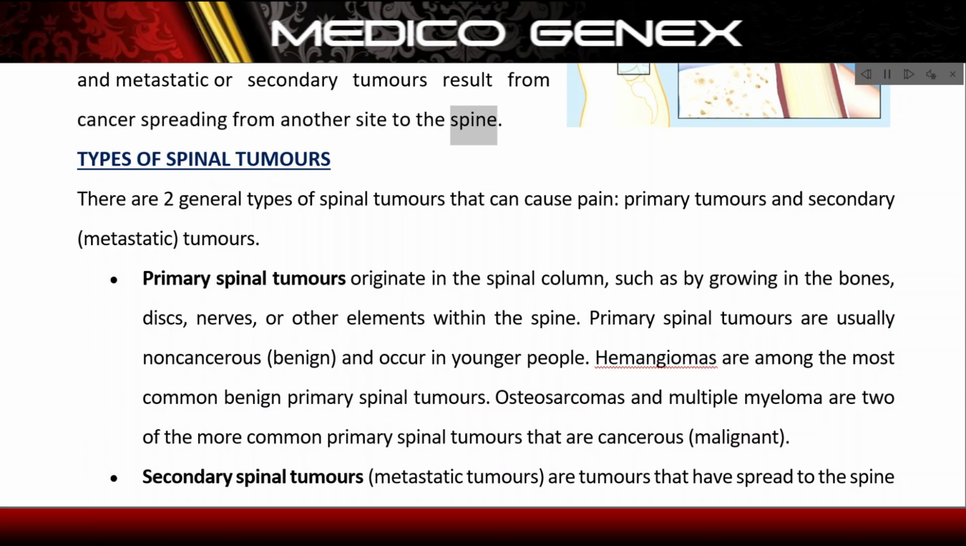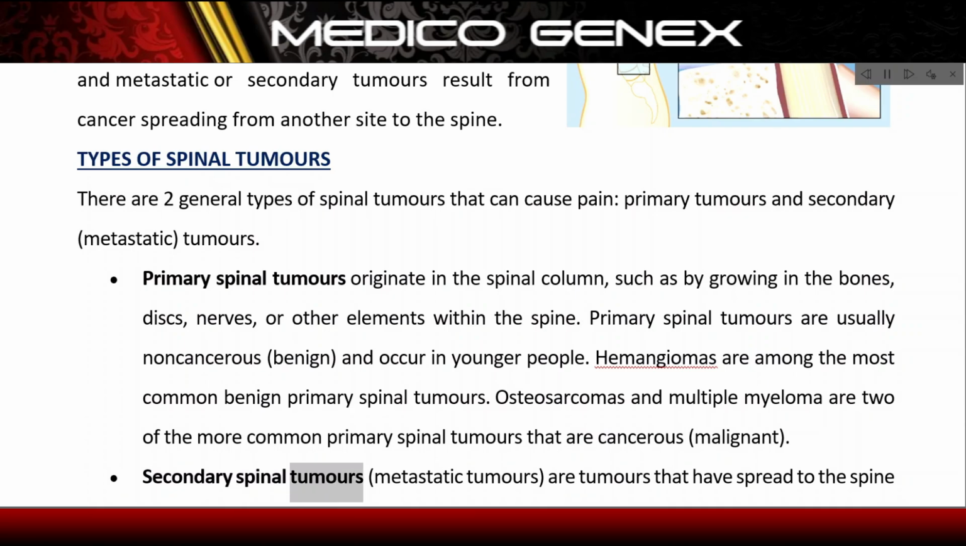Types of spinal tumors. There are two general types of spinal tumors that can cause pain: primary tumors and secondary, metastatic, tumors. Primary spinal tumors originate in the spinal column, such as by growing in the bones, discs, nerves, or other elements within the spine. Primary spinal tumors are usually non-cancerous, benign, and occur in younger people. Hemangiomas are among the most common benign primary spinal tumors. Osteosarcomas and multiple myeloma are two of the more common primary spinal tumors that are cancerous, malignant.